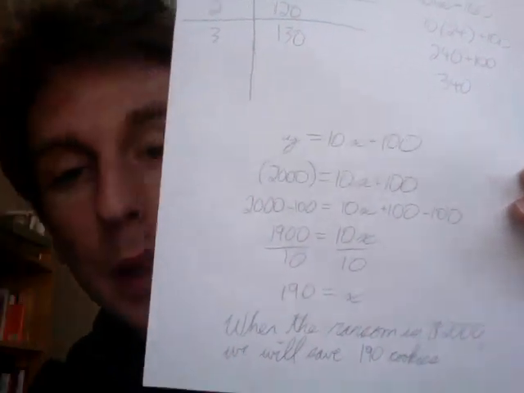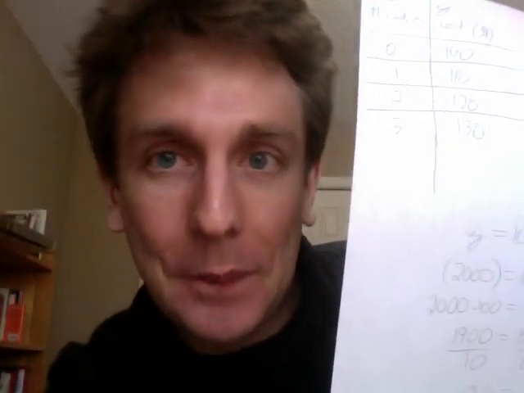So if we have a nice statement at the end: when the ransom is $2,000, we will save 190 cookies. Yes. Plus Great Aunt Maggie too.